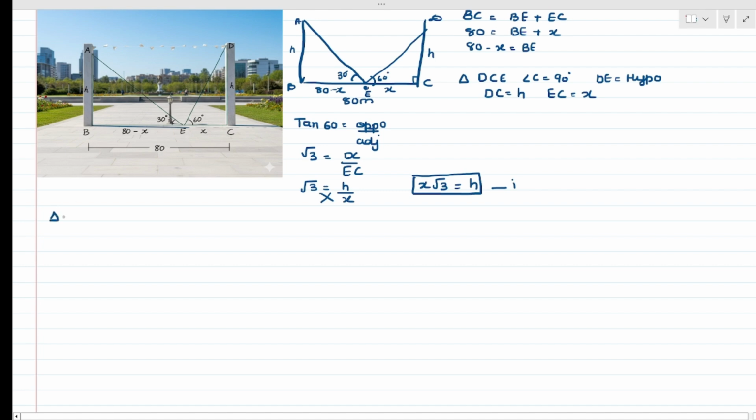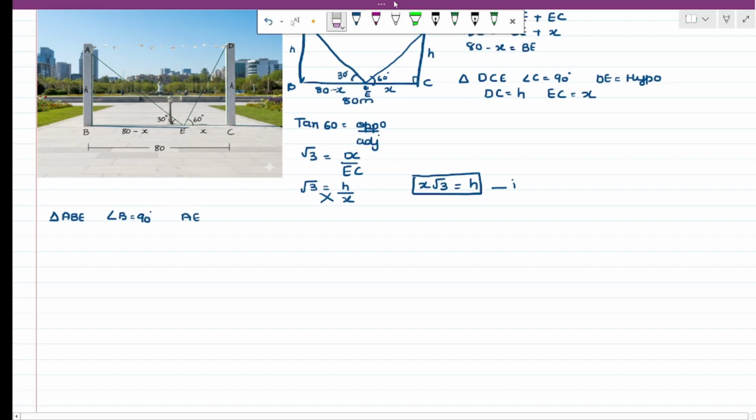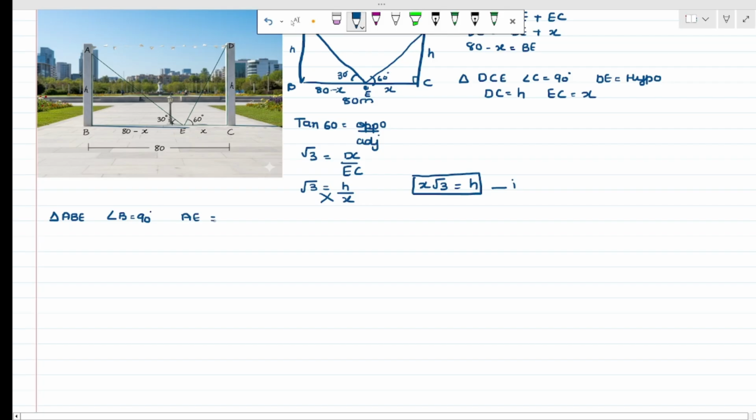So, write down over here that we are selecting triangle ABE, where angle B is equal to 90 degrees, AB is my side, and AE is equal to my hypotenuse. Where we have already seen that my value of AB is denoted by H, and we have taken BE as 80 minus X.